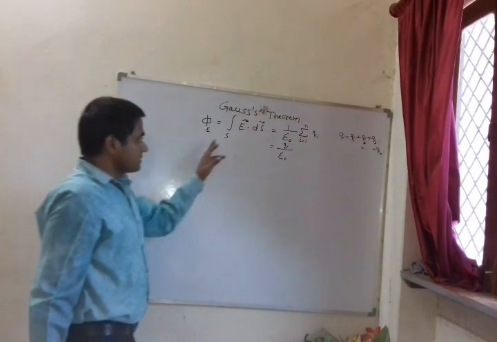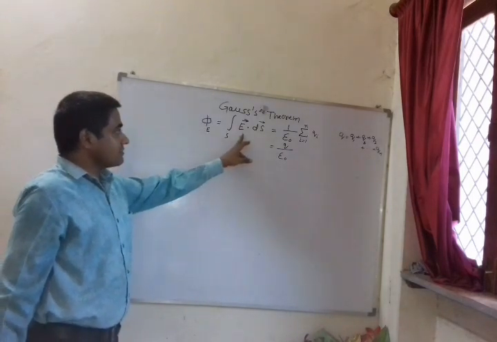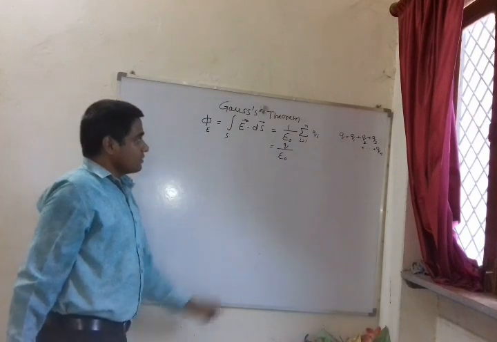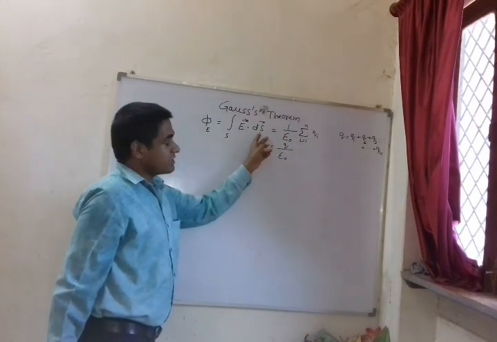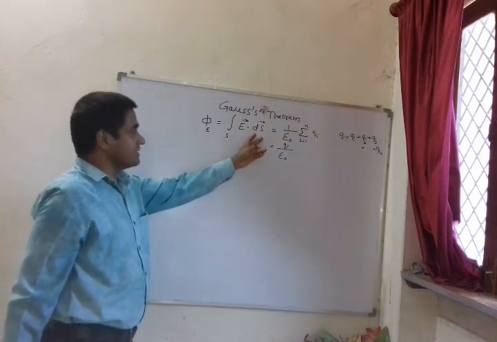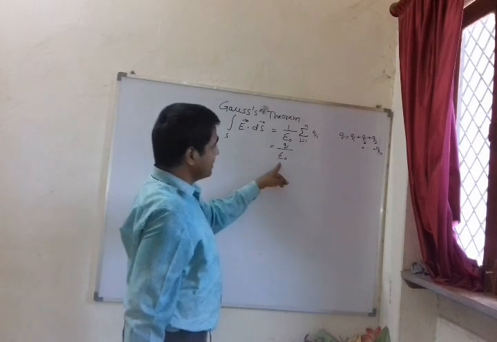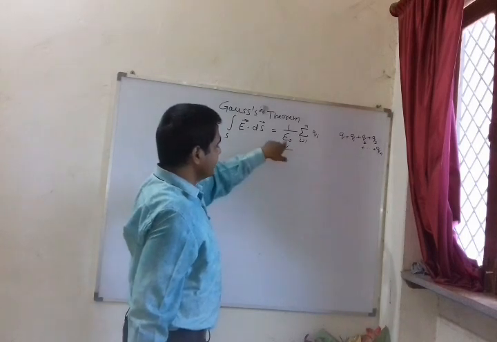So the statement of Gauss theorem is: the electric flux over a specified closed surface, that surface is also called Gaussian surface, in free space is equal to 1 upon epsilon naught times the net charge.